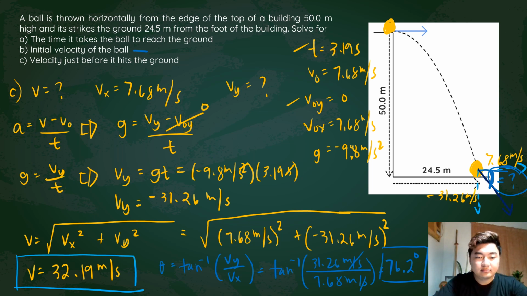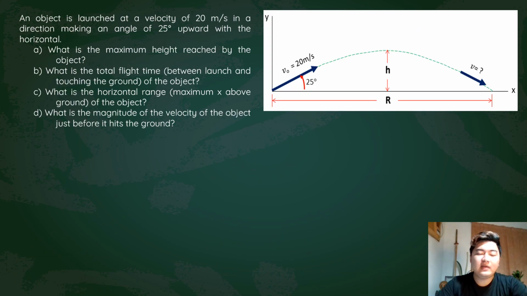Next, we have our next problem. Here we have a projectile that's launched at an angle. An object is launched at a velocity of 20 meters per second in a direction making an angle of 25 degrees upward with the horizontal. So we have four unknown variables to be solved. What is the maximum height reached by the object? What's the total time of flight? What's the horizontal range? And what's the magnitude of the velocity of the object just before it hits the ground?